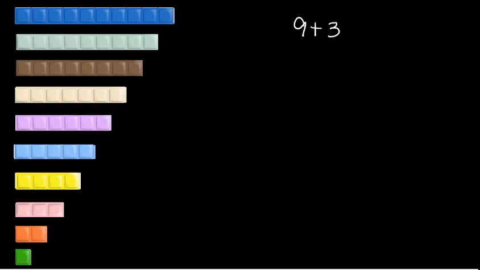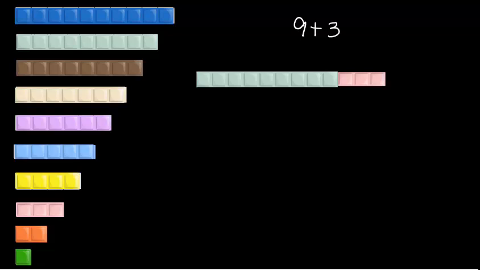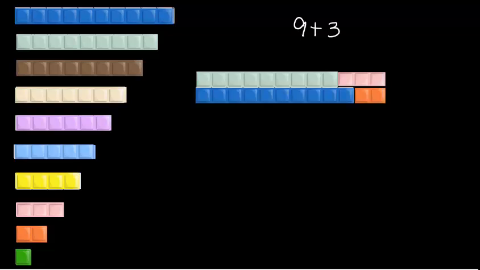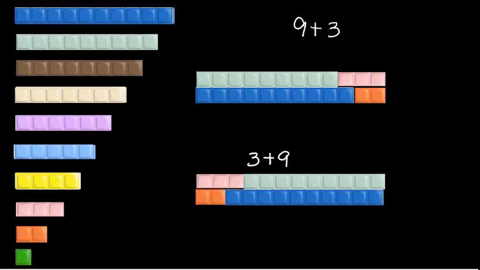What is 9 plus 3? Well, if we take a 9 block and put it together with a 3 block, we can see that 9 plus 3 is equal to 12. So 9 plus 3 is the same as 10 plus 2. And because of the commutative property of addition, 9 plus 3 is also the same as 3 plus 9. So 3 plus 9 also equals 12.